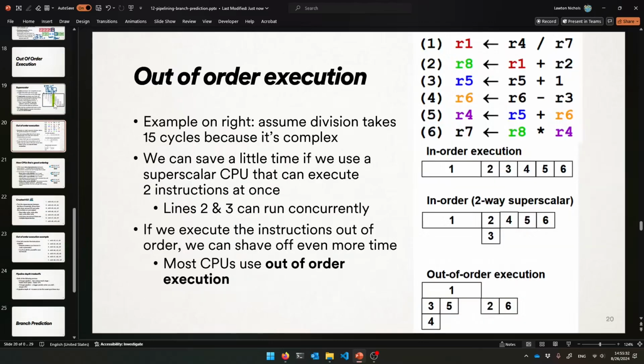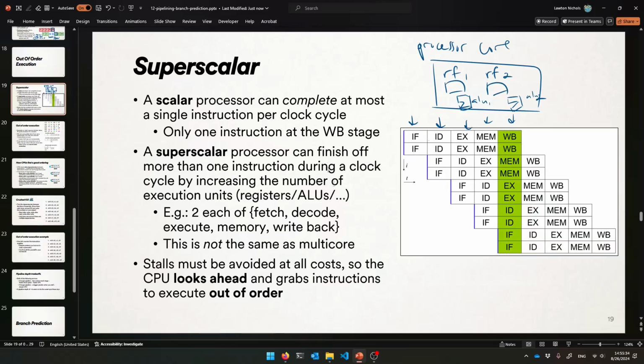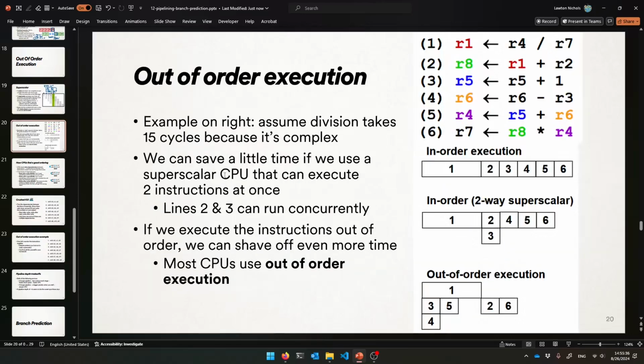So here is another thing. In addition to having multiple execution units inside of one processor core, the CPU is also doing this. All right? It's doing out of order execution. And this is what it looks like. So here's a silly example.